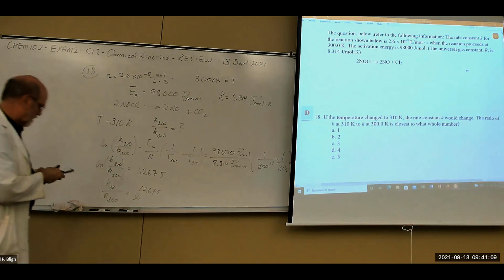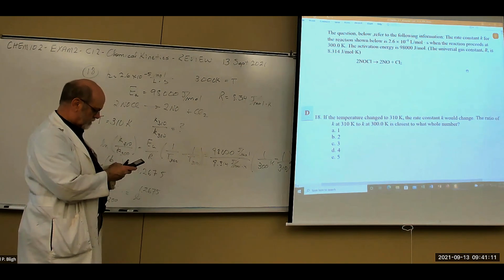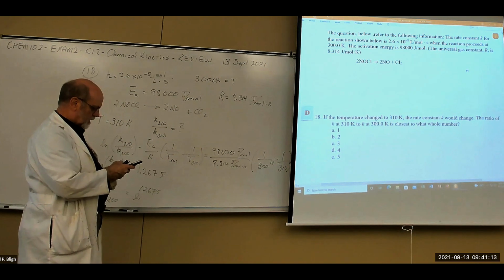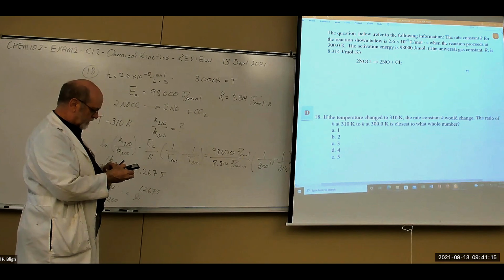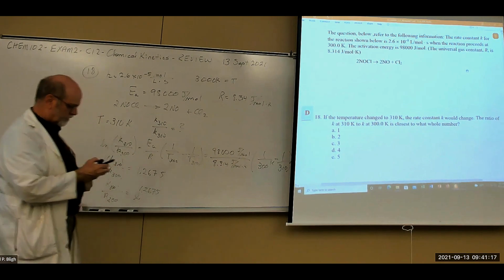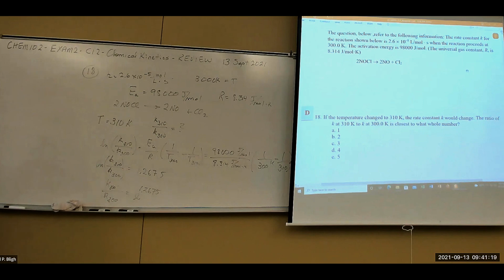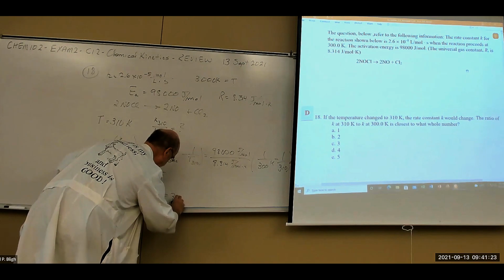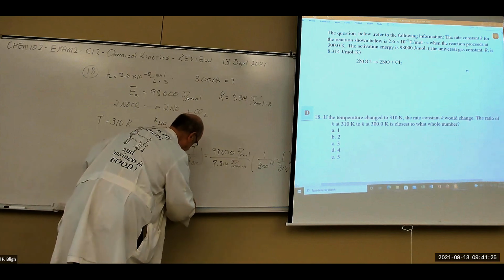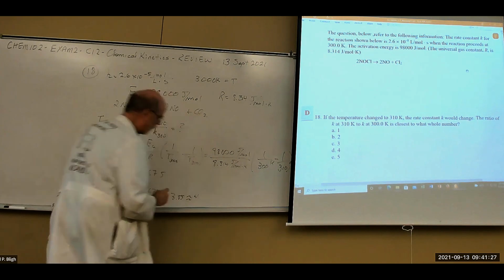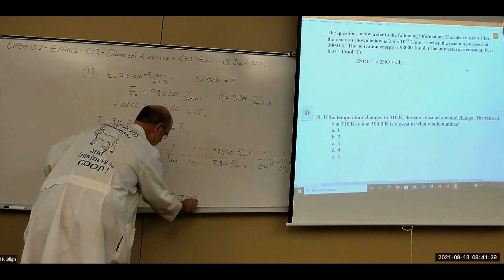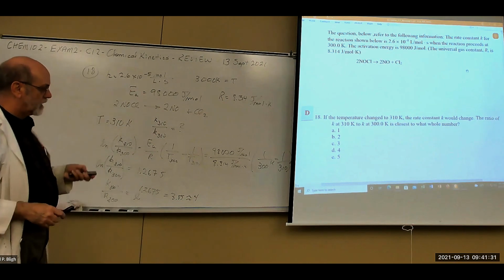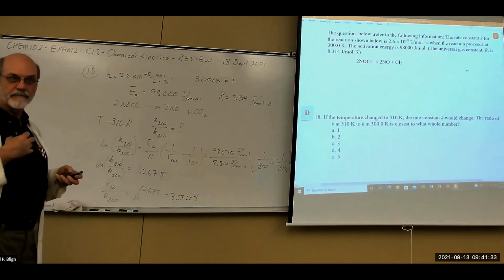1.2675, and then here's my e to the x, 3.55, or that's the exact number, 3.55. Nearest whole number is 40. Right here. Okay?